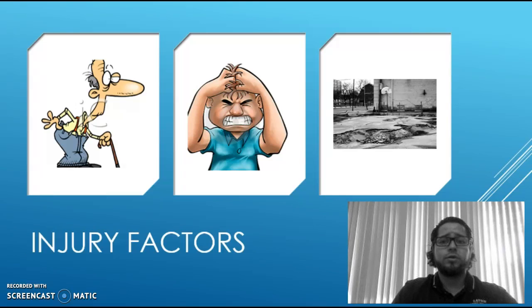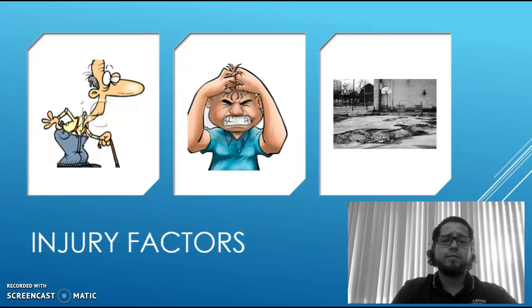Another factor could be physical. For example, an uneven basketball court, or playing on a hard surface such as cement, rather than a wooden floor, which is softer on your knees and your joints.